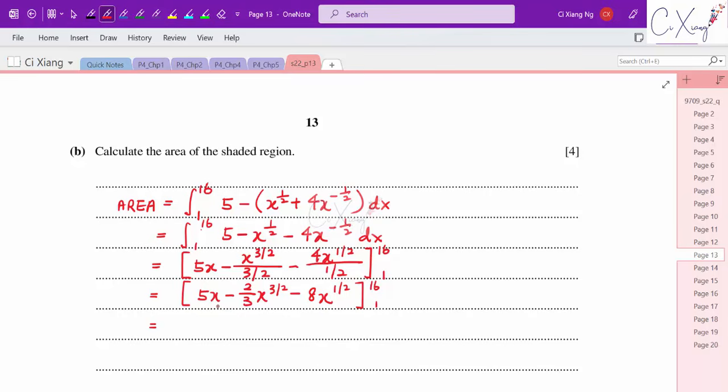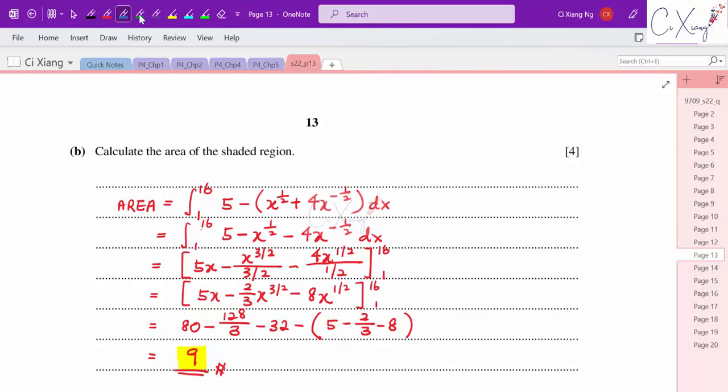I will now want to substitute 16 into the expression here. 5 times 16, I got 80. Then substitute 16 into the second term and simplify, I will have 128 over 3. 16 substituted into the third term, I will have negative 32. And now minus the whole part when I substitute the value x equals to 1. So substitute 1 here, you'll get a 5, then negative 2 over 3, and also negative 8. Then if you simplify it without any careless mistake, the answer that we get should be area equals to 9.